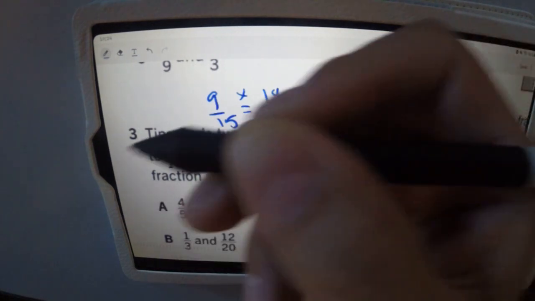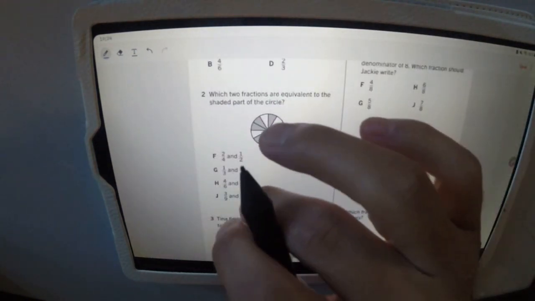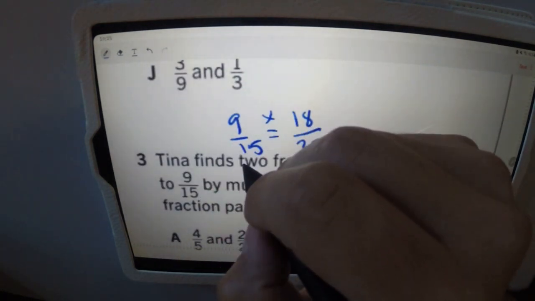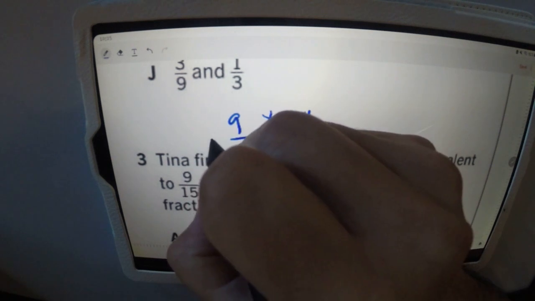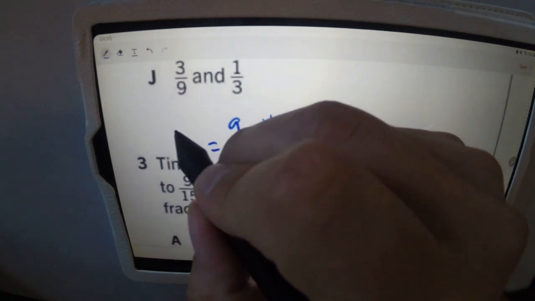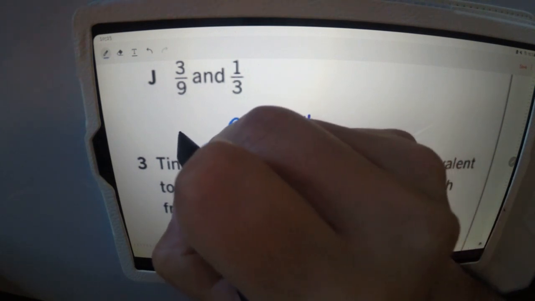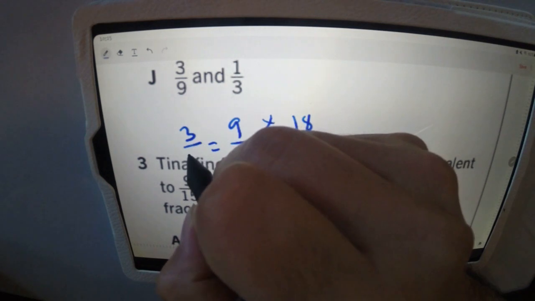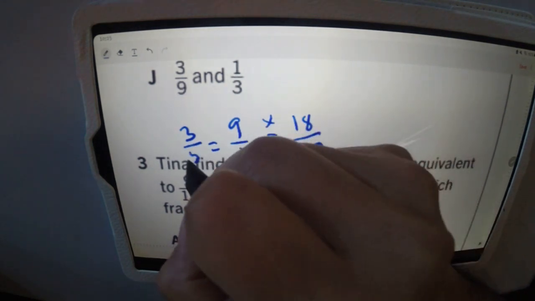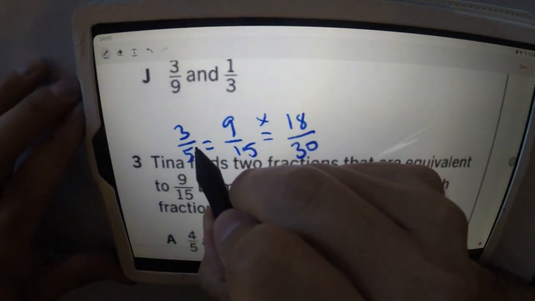Now if we go the other way, we're going to divide, right? What's a number that divides into 9 and 15? Well, I would say it's 3, right? I gave the answer away. So 9 divided by 3, how many 3's are in 9? There are 3 3's in 9. And how many 3's are there in 15? There are 5 3's in 15. So, does that make sense?